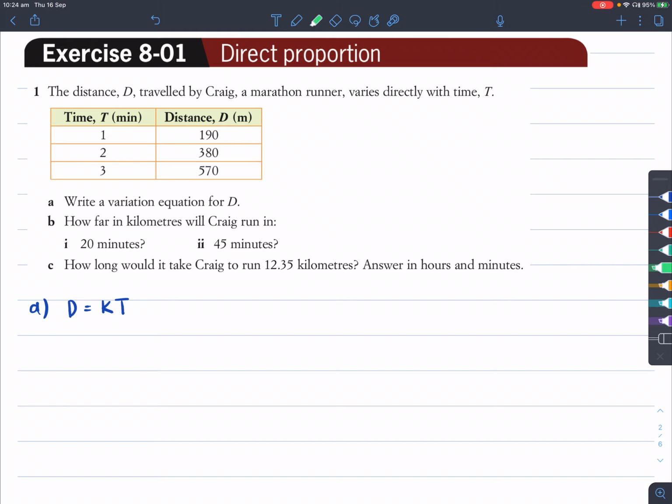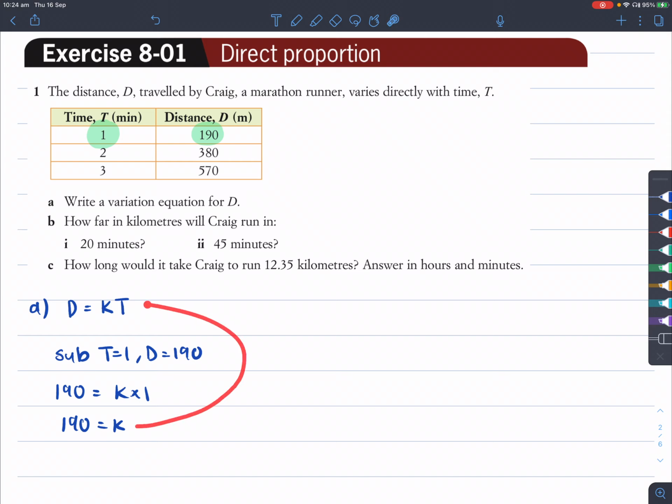That's the first step. To do that, we substitute in a pair of values for t and d. It could be these two, or these two, but I'll just start with the first pair. I'm going to substitute in t as 1 and d as 190. So d is 190, and that equals k times 1. Then that means 190 equals k. Once we've got that k value, we can substitute it back into the equation. So therefore, d equals 190 times t.